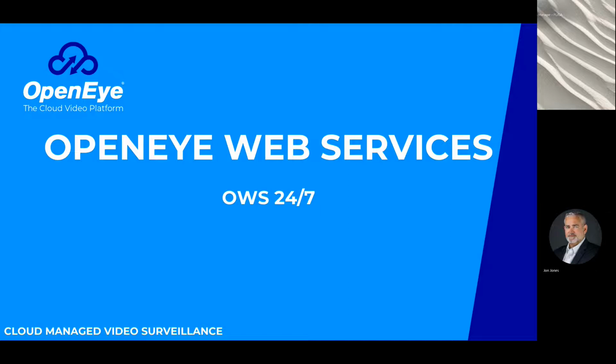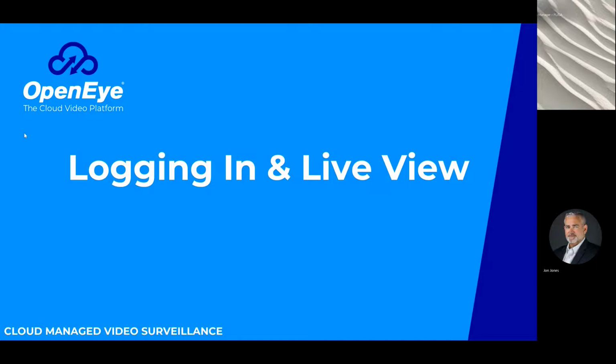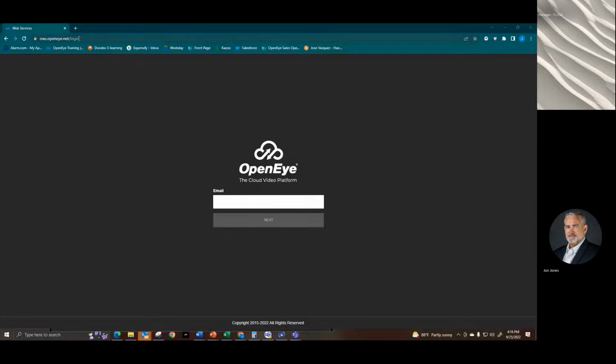Today, we're going to talk about OpenEye Web Services, the thin client, known as OWS 24/7. In this first video, we're going to talk about logging in, password recovery, and live view. As you can see, ows.openeye.net is the website that you want to go to.